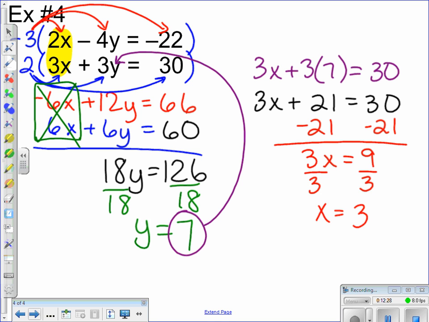And then all I have to do is write my answer as an ordered pair. 3, 7. That's it for notes for multiplying using elimination. So if you have any questions, I hope this was helpful.